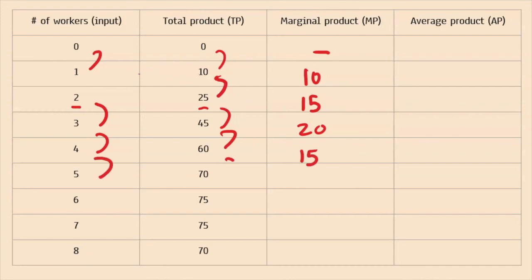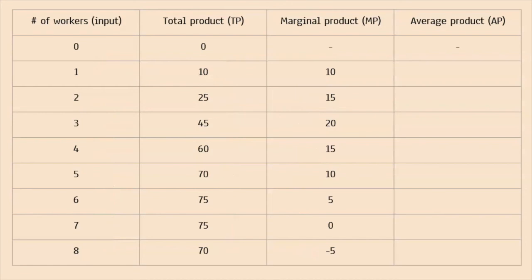Right, from 4 to 5, we go to 10. From 5 to 6, 70, 75, so we go to 5. 6 to 7, we go to 0. And 7 to 8, we hit -5 here, right? And so if we're going to clean this up a little bit, this is what it should look like. And so that leads us to our average product.